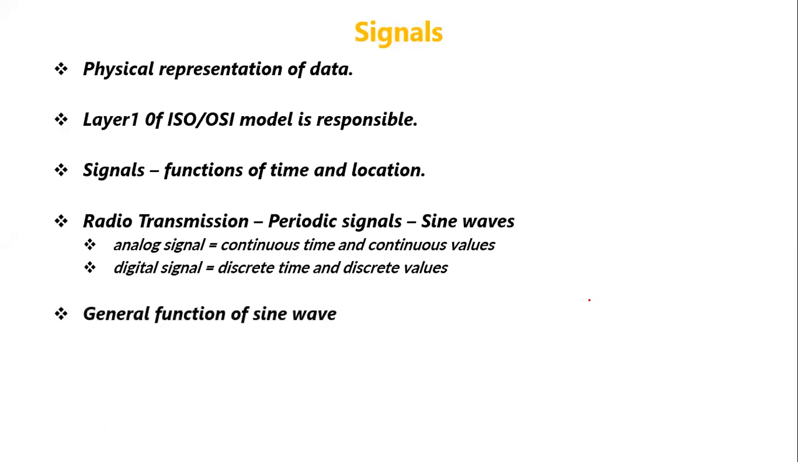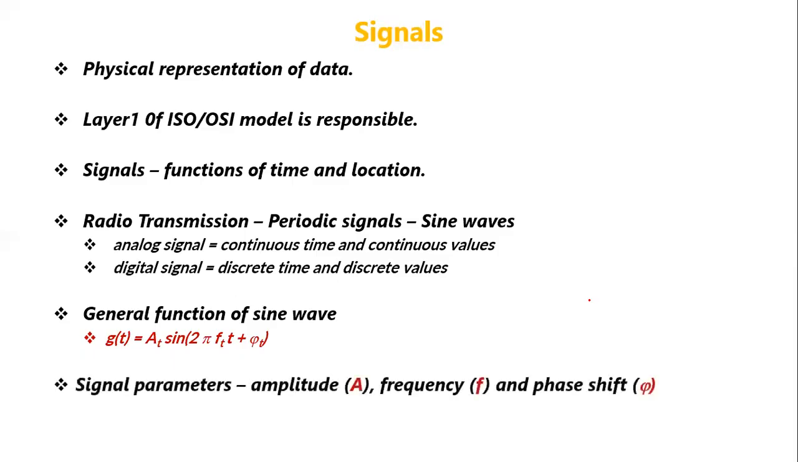The general function of the sine wave is given mathematically like this: g of t is equal to A_t into sine of 2 pi f_t into t plus phi_t. Here you can see there are three terms: A, f, and phi. A represents the amplitude of the signal, f represents the frequency of the signal, and phi represents the phase of the signal. And with A, f, and phi, there is a subscript t.